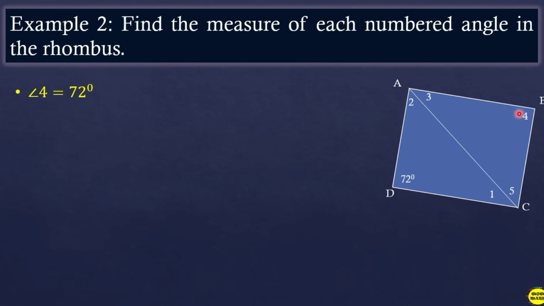Bakit? Apply mo yung properties, okay? O yung mga theorems sa rhombus that opposite angles are congruent. So, kung opposite angles are congruent, we all know that angle D is congruent to angle B. So, yun ang ginamit natin na property. So, ibig sabihin, si angle 4 is also 72 degrees.